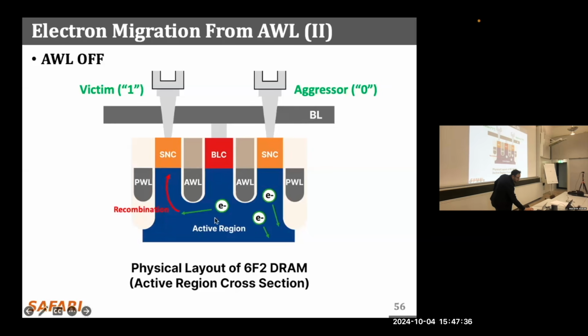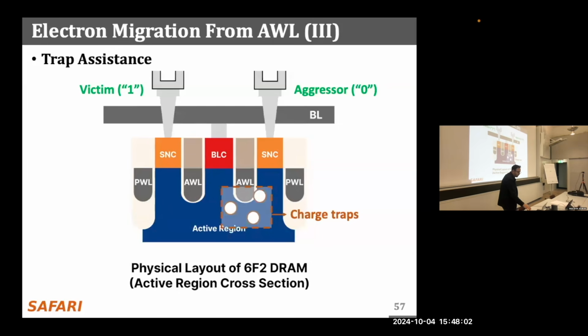Some of them just go back to the base, the substrate, the remaining parts. And some of them actually go to the other storage node somewhere here, because this is the same region. You don't have isolation between these two cells' active regions. So this is an important cause of DRAM disturbance.